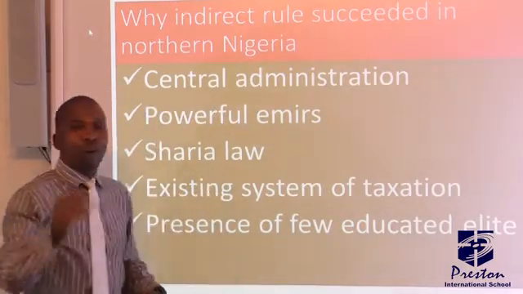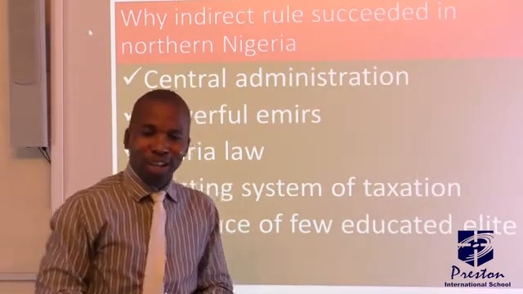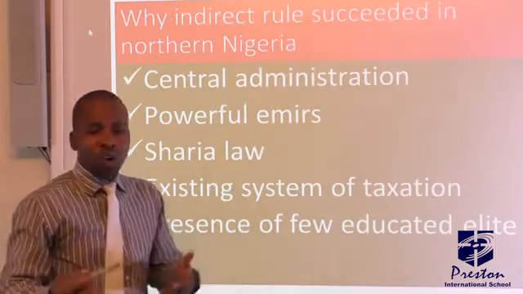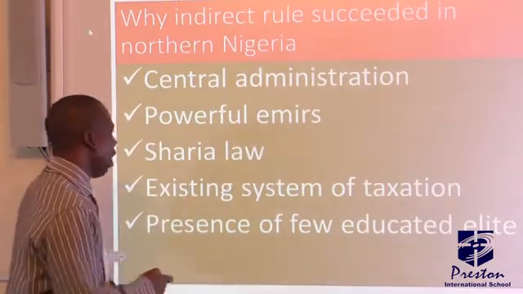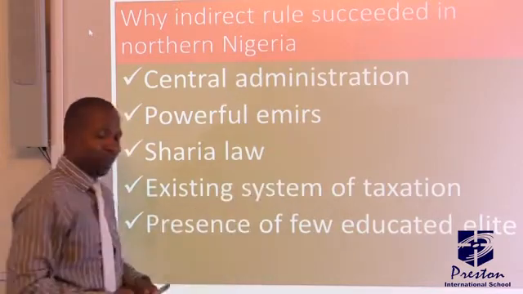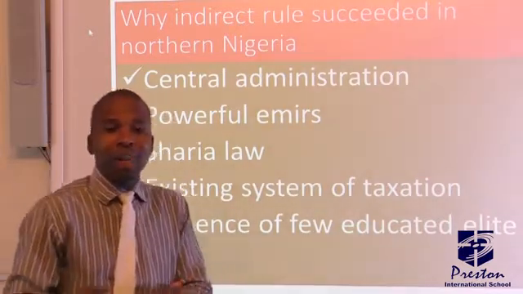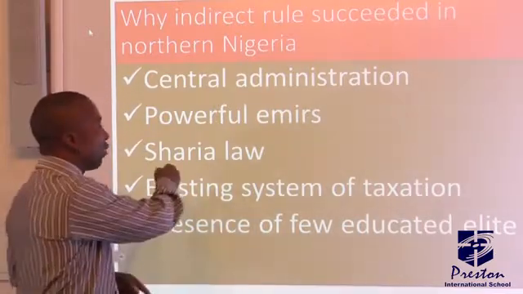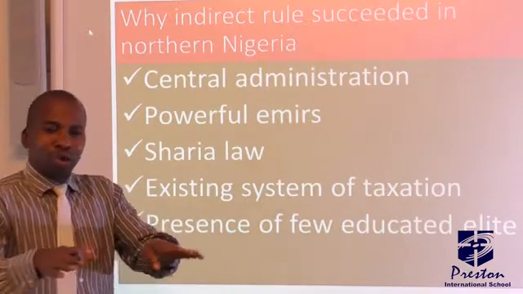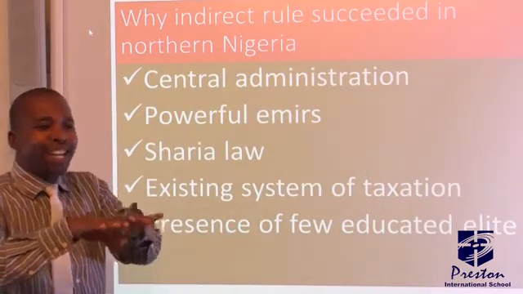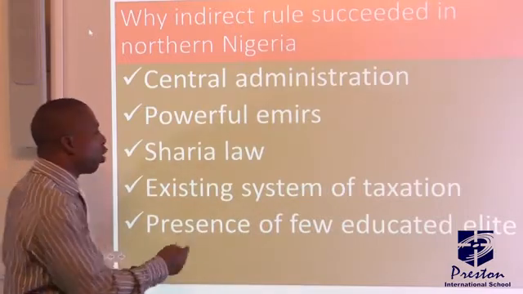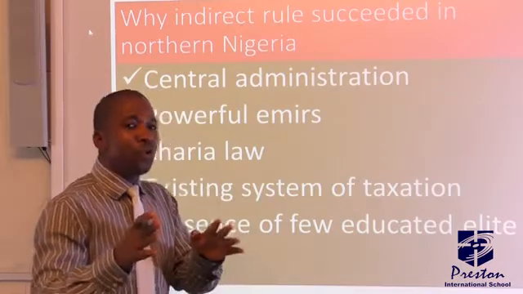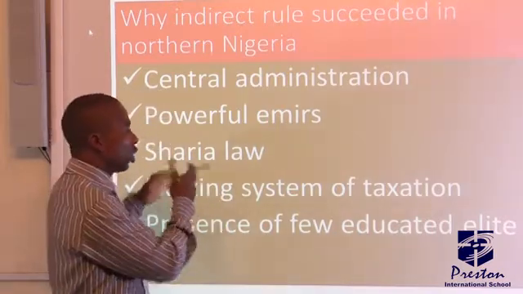Also, the emirs were powerful. They were semi-gods. Their authority could not be questioned. Also, Sharia law was also one of the factors that promoted indirect rule. Existence of taxation system. You know, the British colonial master introduced this system of taxation, but because it was already in existence in northern part of Nigeria, it became successful. Two of them were able to run hand in hand. Also, the presence of few educated elites made the indirect rule in northern part of Nigeria to be highly successful.